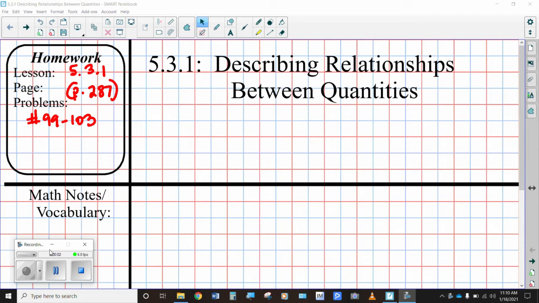Alrighty, let's take a look at lesson 5.3.1. These next four lessons, the second part of chapter 5, are all about problem solving, and it is all about what CPM likes to refer to as the 5D process.